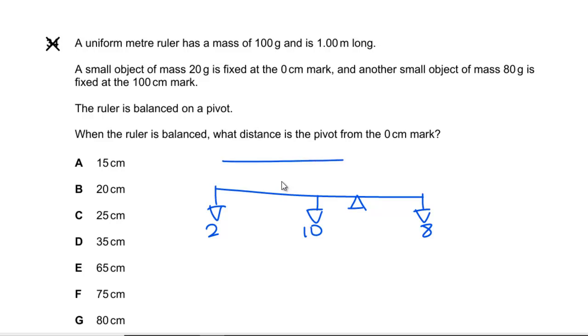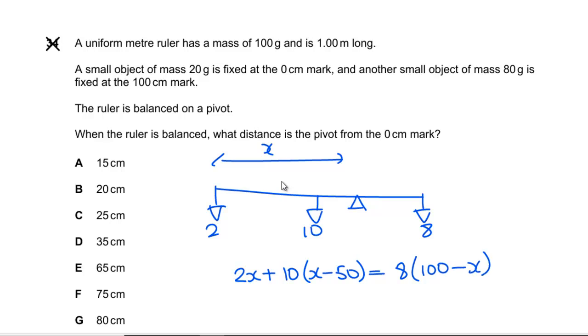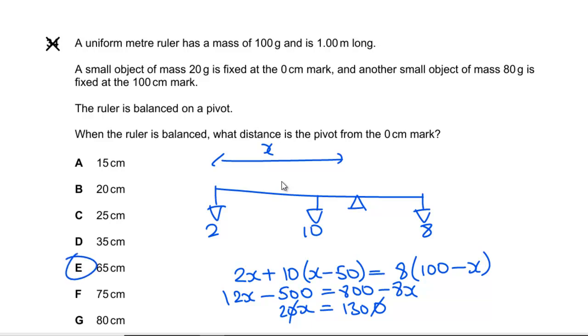So let's say that is at x that we're trying to work out. So I'm going to have 2x, and then I'm going to have 10 lots of x minus 50, if I do it all in centimetres. That's got to be equal to 8 lots of 100 minus x. I think that's right, isn't it? So I've got 2x plus 10x is 12x, minus 500 is 800 minus 8x. So I've got that 20x is 1300. So that's 65. E.